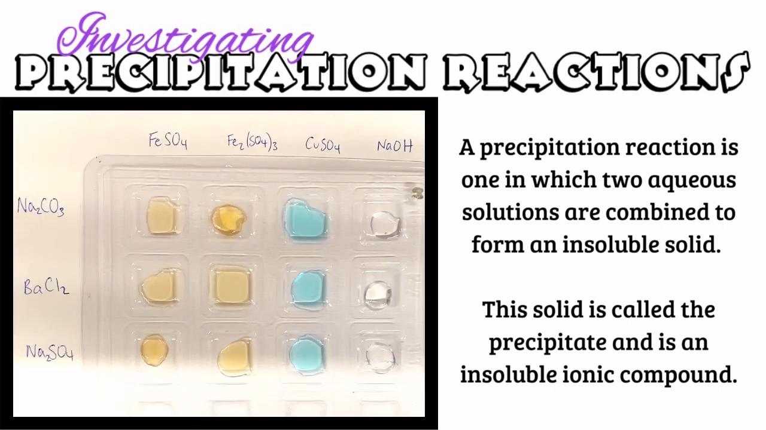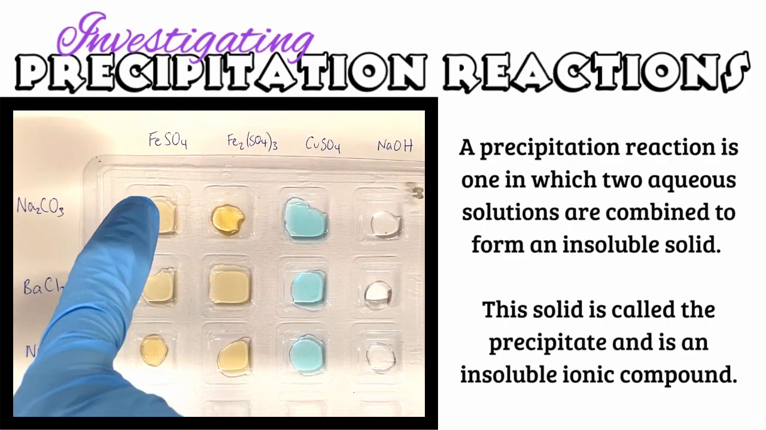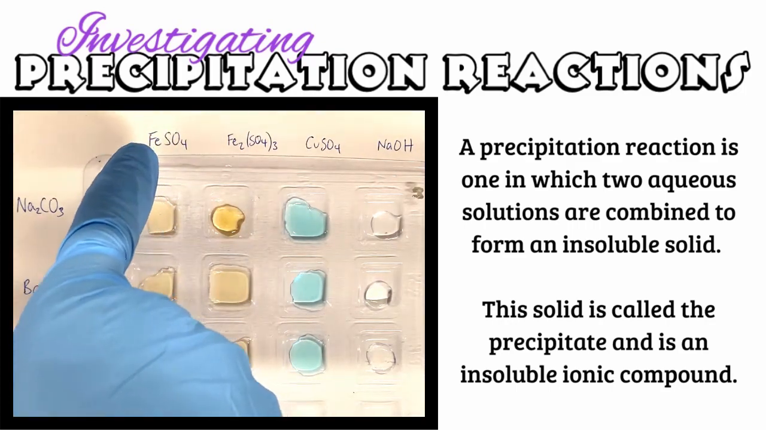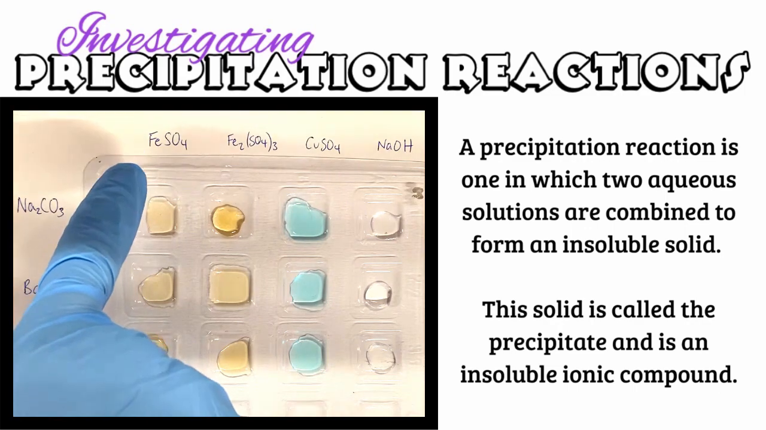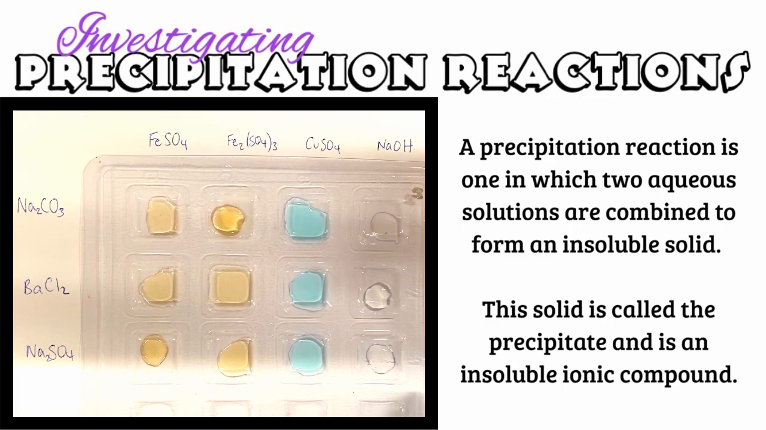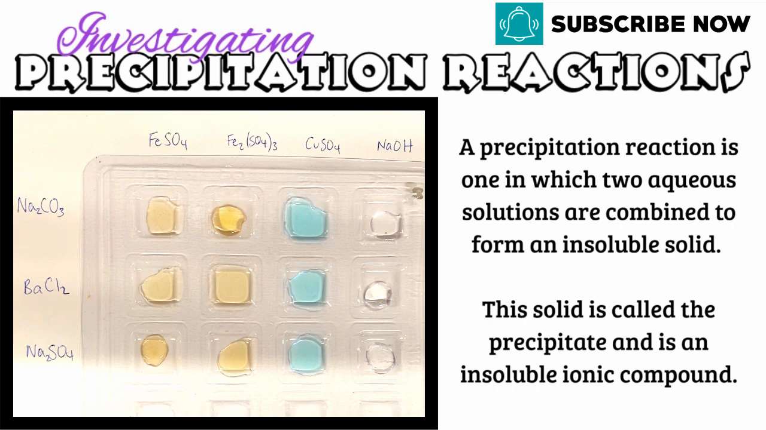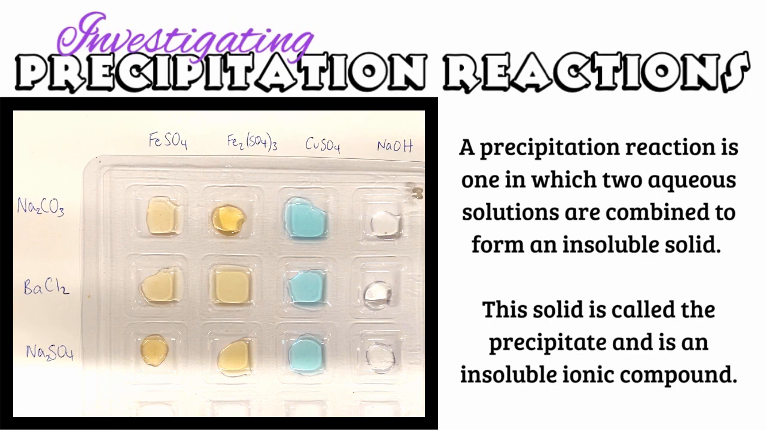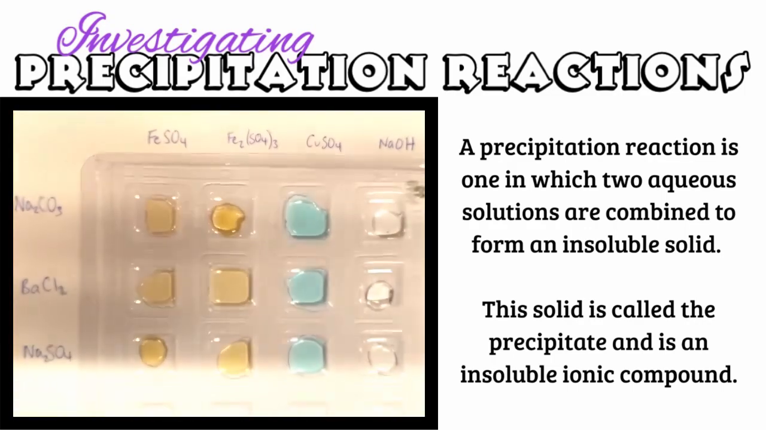is going to form. So here I have a spotting tile, and I've just put all the chemicals for each column in. So all of this column is iron sulfate. Then we have the iron 3 sulfate, copper sulfate, and sodium hydroxide. And we're going to observe what happens when I add sodium carbonate, barium chloride, and sodium sulfate to each of those solutions. Now, how do we know if a precipitate has formed? We are looking for a color change, and we're also looking for a solid forming and settling out of the solution. So as I add each solution, try and record whether a precipitate has formed and what color the precipitate is.